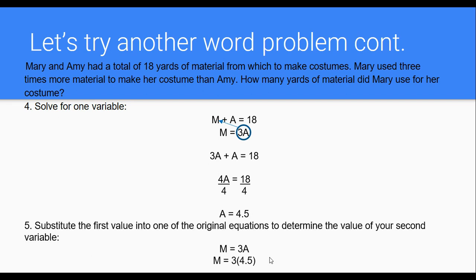We're not done because we need to know how much Mary used. So we're going to take that A and substitute it into our first equation, M equals 3A, to get how many yards Mary used. So hopefully your final answer was the same as mine, 13.5 yards of fabric.